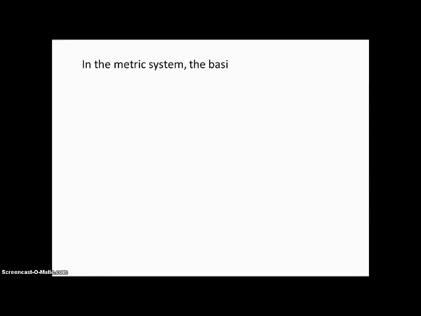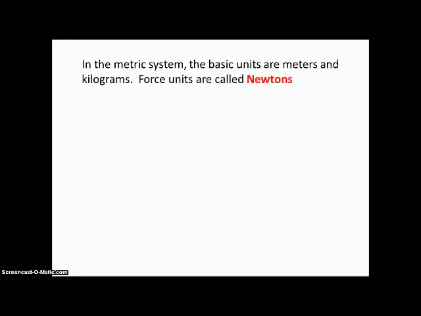Now in the metric system, the basic units used are meters and kilograms, and force units are called newtons, whereas in the English system, force and weight are the same. In the metric system, they're not, because kilograms are actually units of mass, which just happen to be the same as weight on Earth, whereas weight takes into consideration mass and the force of gravity. So force units have a different name.